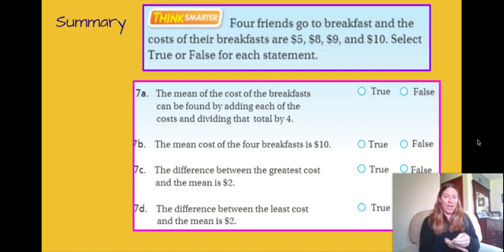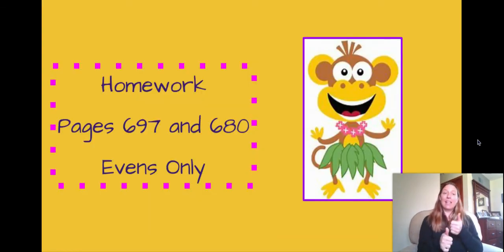And the last page is your homework. It says pages 697 and 680, evens only.